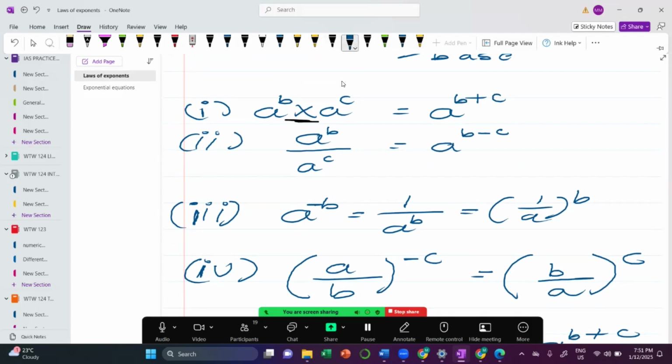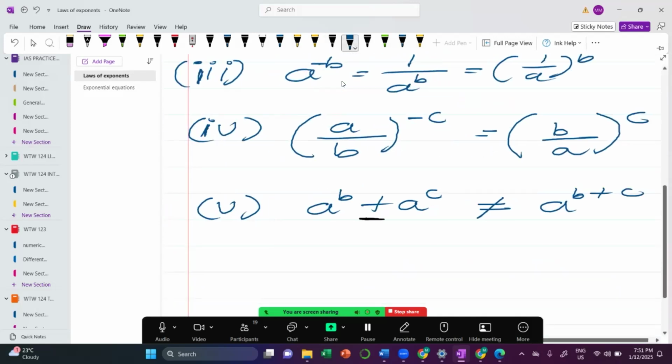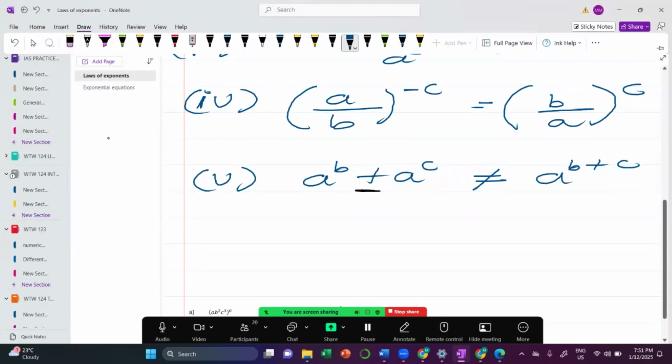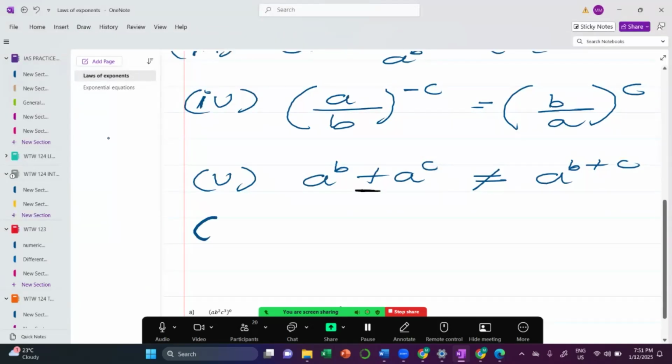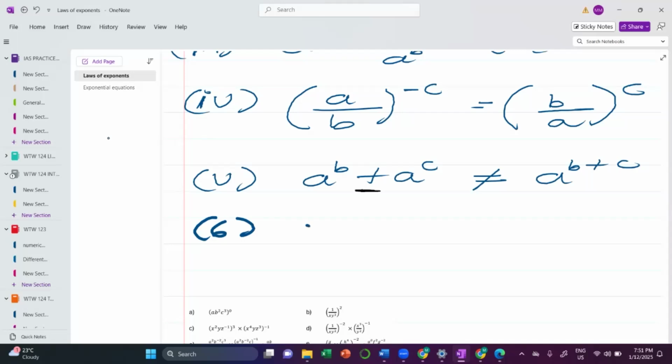Okay. So now I just want to move to something that you guys know. Let me just call it number 6. This thing that you guys know is the concept that any number raised to the exponent of 0 is always equal to 1. So I can raise any variable, any base to the exponent of 0 and I will always get 1.